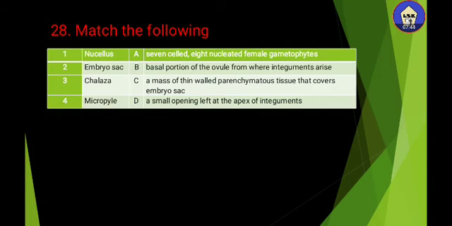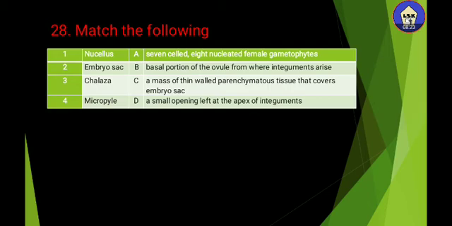Question number 28. Match the following. Okay, in the column 1, nucellus, embryo sac, chalaza, micropyle are given, and in the column 2, the definitions or the characteristic features are given. Let us see. Nucellus, 7-celled, 8 nucleated female gametophytes. So that matching is wrong. So it should be nucellus is a mass of thin-walled parenchymatous tissue that covers embryo sac. So 1 should be C. Embryo sac. What is embryo sac? Embryo sac is 7-celled, 8 nucleated female gametophyte. So 2 should be A.